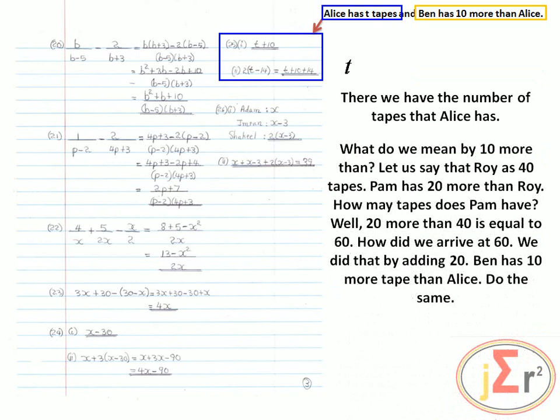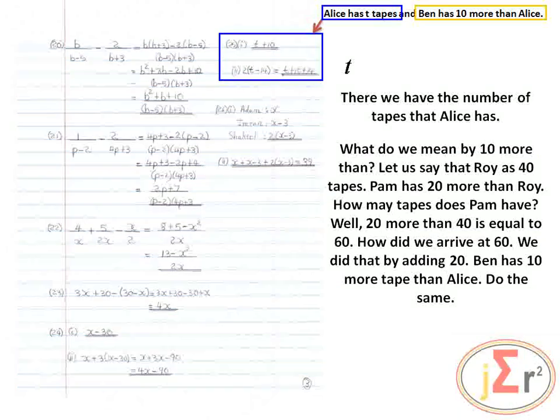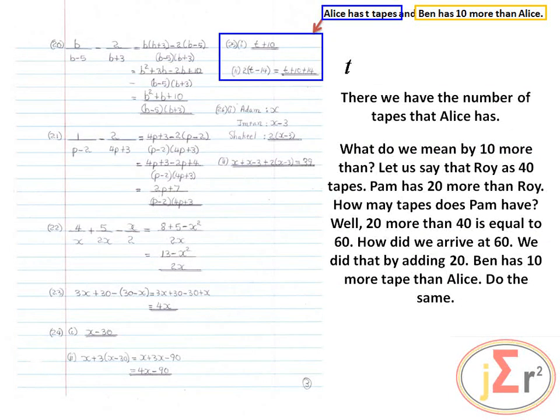Let us say that Roy has 40 tapes. Pam has 20 more than Roy. How many tapes does Pam have? Well, 20 more than 40 is equal to 60. And how did we arrive at 60? We did that by adding 20. So Ben has 10 more tapes than Alice. We do the same by adding 10. So 10 more than T, we add 10.